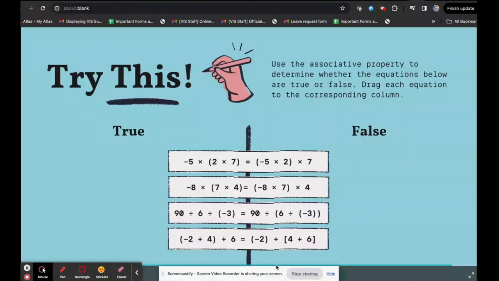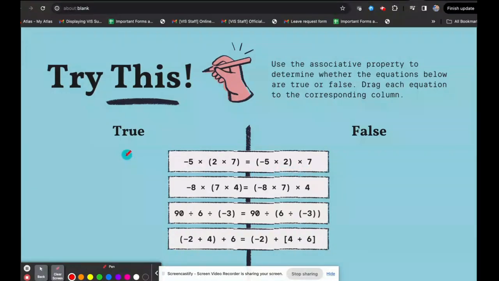Let's do some more examples. Try these questions. Use the associative property to determine whether the equations below are true or false. Drag each question to the corresponding column. Now, can we do it, or just write? We can just write tick or cross. Negative 5 times 2 times 7 equals negative 5 times 2 times 7. It's true. Negative 8 times 7 times 4 equals negative 8 times 7 times 4. It is true again.